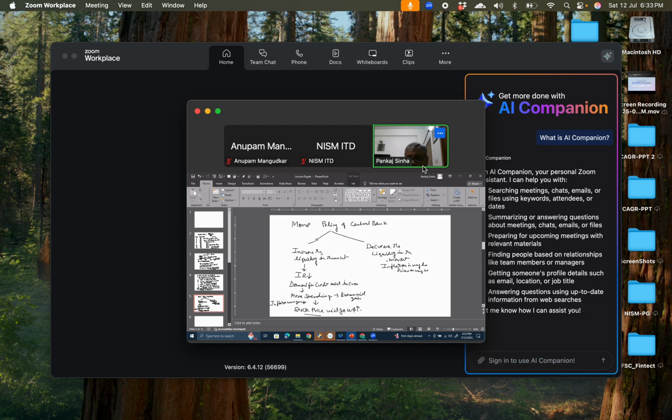Now this is the symptom. Why decrease liquidity? Because inflation is very high. Prices are very high. So now what it does, it decreases the liquidity in the market. Why? How? Interest rate will go up. Interest will go up, so there will be less demand for credit.